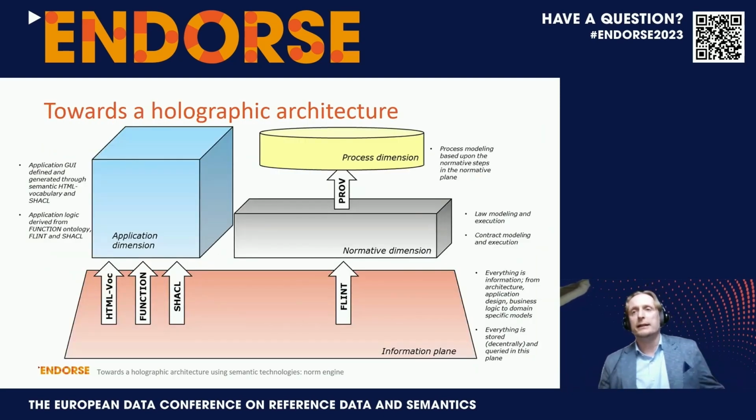Everything is information, so we are storing that in the information plane, right? That can mean we have transactions, regulations, or applications, defined in the information plane using solely RDF. And we need different vocabularies for that, for instance SHACL. As you can see on the application dimension, we can use SHACL to store, for instance, algorithms and even to execute algorithms.